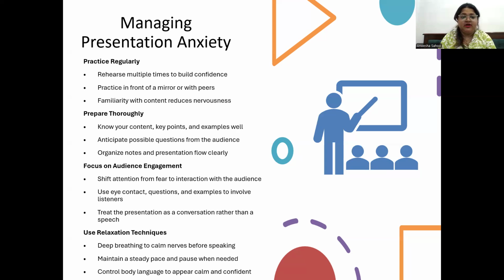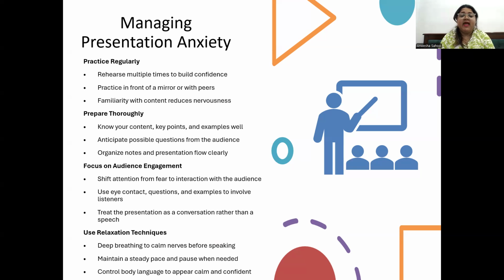So practice regularly. Rehearse multiple times to build confidence. Practice in front of the mirror or with peers or in front of anybody. Familiarity with content reduces nervousness. If you know your content, then of course you will feel less nervous. So prepare thoroughly. Know your content, key points, and examples.